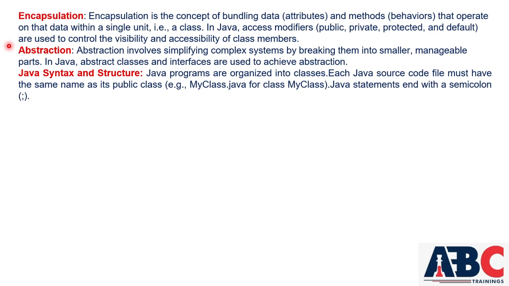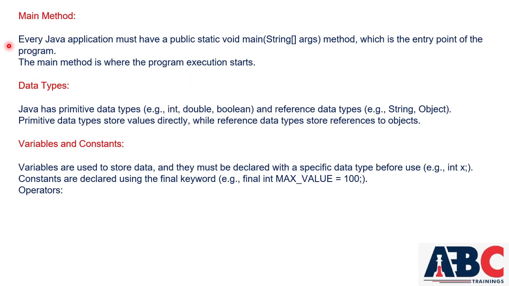Java syntax and structure. Java programs are organized into classes. Each Java source code file must have the same name as its public class, for example MyClass.java, where the extension we use is .java. Next is the main method. The main method is public static void main(String[] args), which is the entry point of the program. The main method is where program execution starts.